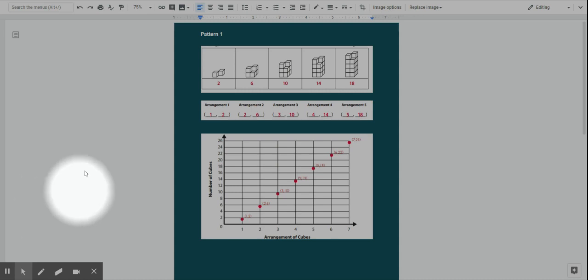Hi, today we're going to take a look at the patterns that you did in number 1 and number 2 for the activities on Schoology today. This is a review of the patterns that we did from yesterday, and then we're also going to take a look at how to graph these patterns.